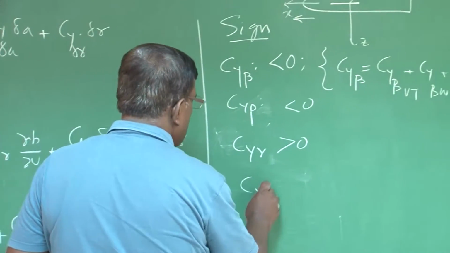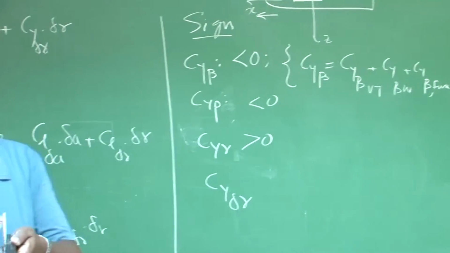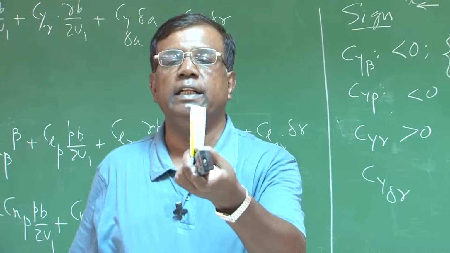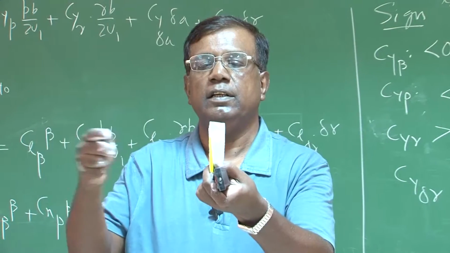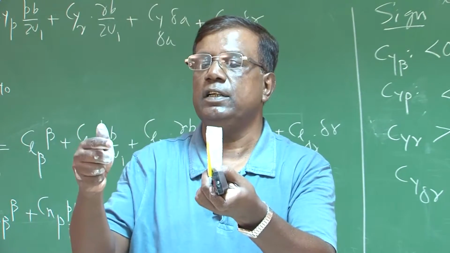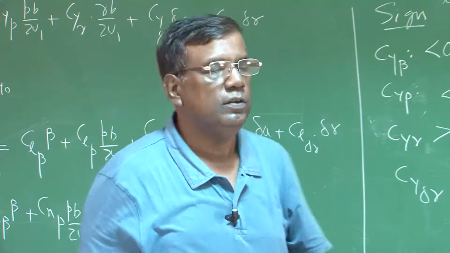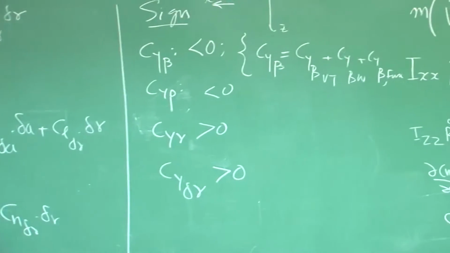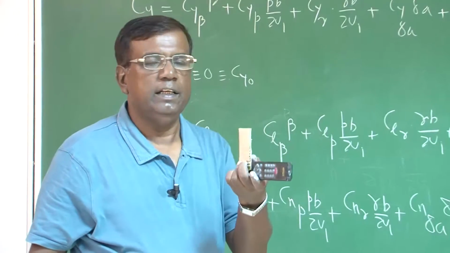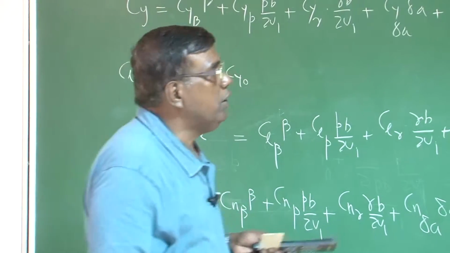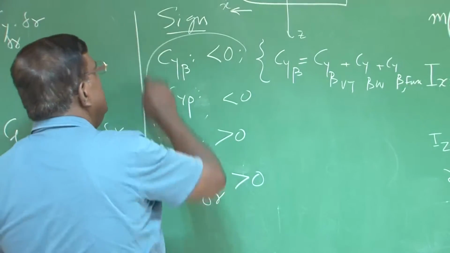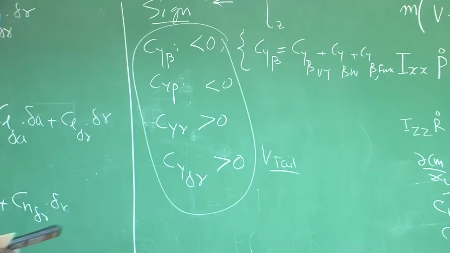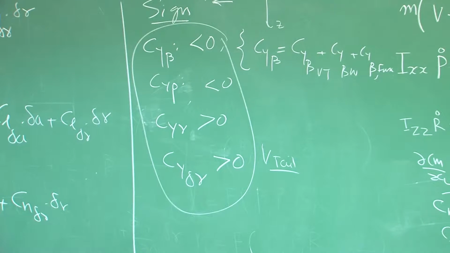And then Cy delta R, you know what positive delta R is? Delta R positive is deflected towards left, like this. I am moving like this, the force will come in this direction, the vertical tail will experience the force along the positive y direction, so Cy delta R will be positive. Please use a pen and paper and try to cross check these signs. Let's not forget, all this is the contribution of the vertical tail. However, we know the overall contribution has to be seen.